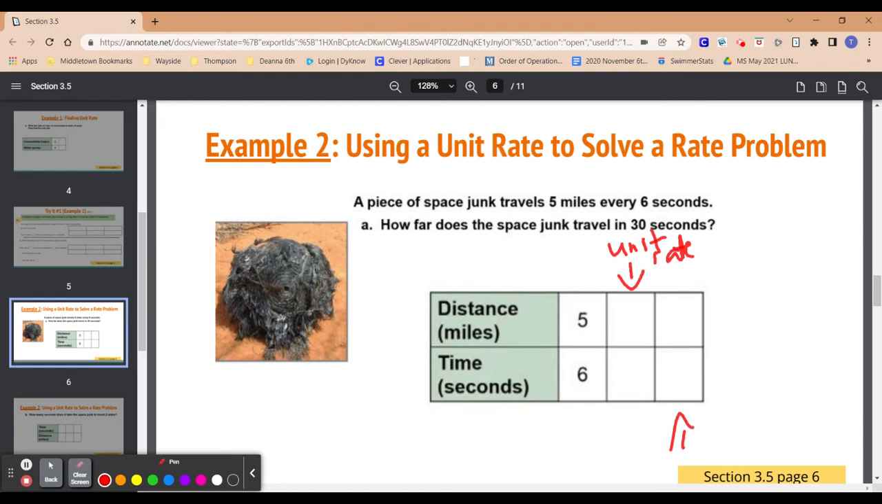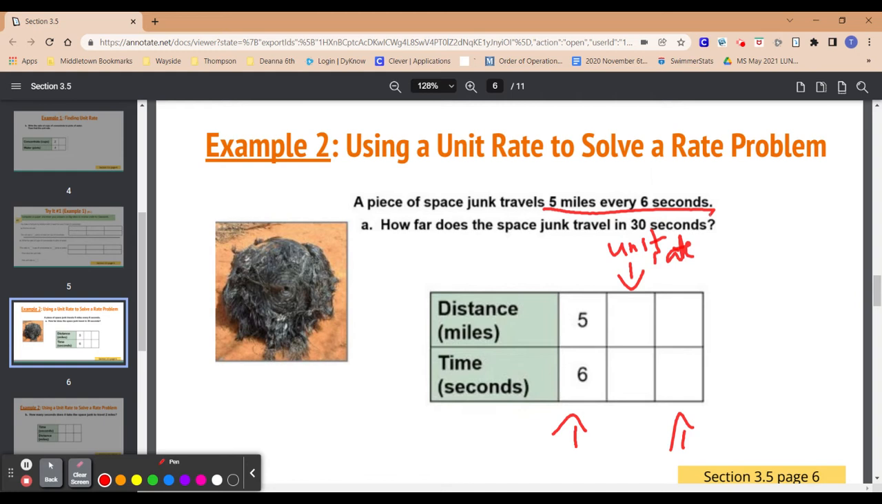It says a piece of space junk travels 5 miles every 6 seconds. So here's your ratio, or sorry, here's your rate. That's 5 miles for every 6 seconds. How far does the space junk travel in 30 seconds? So here's our one rate, miles to seconds.